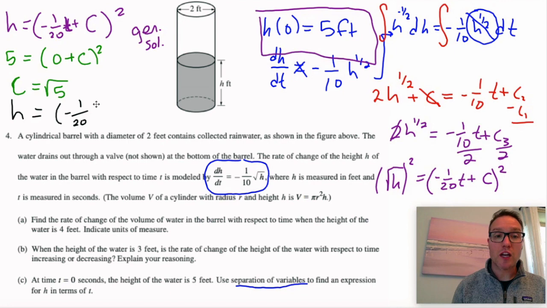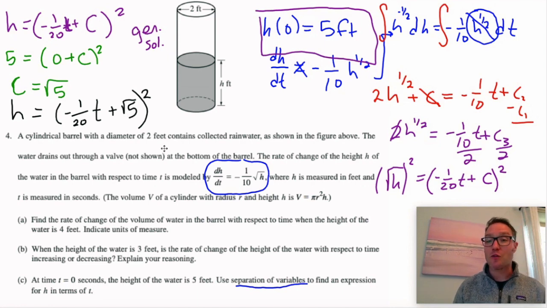All right, here's my chance to redeem myself. Let's make a nice fancy t. There we go. Plus radical 5, the quantity squared. Yay! This is an equation for h, an expression for h in terms of t. So that would be my answer for part C.